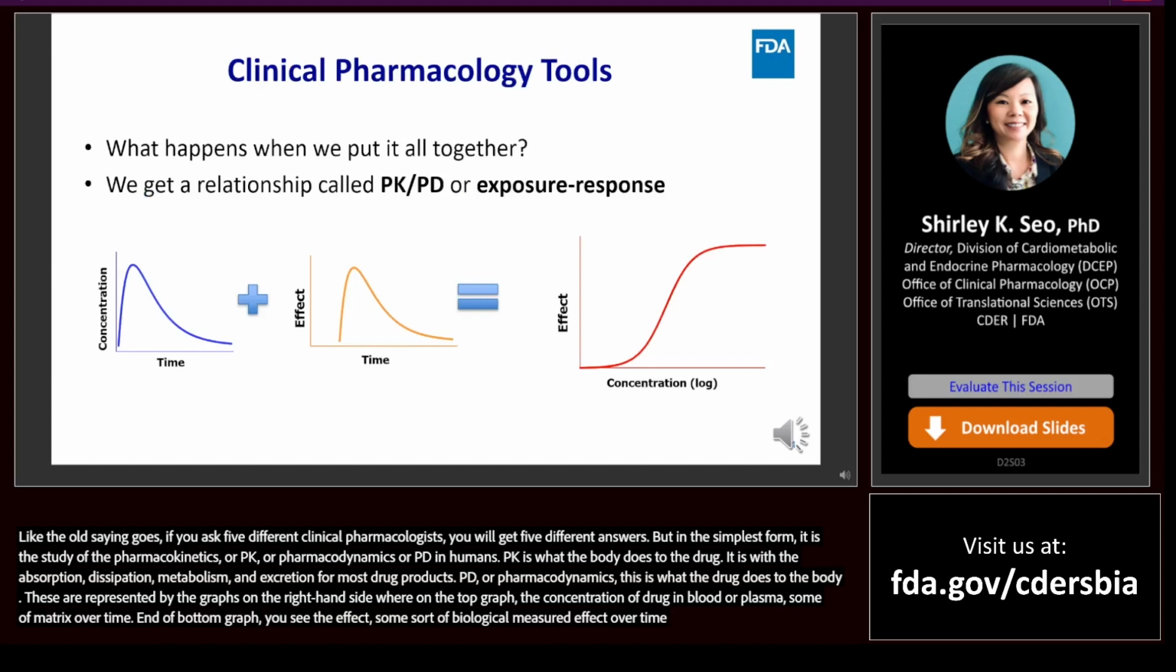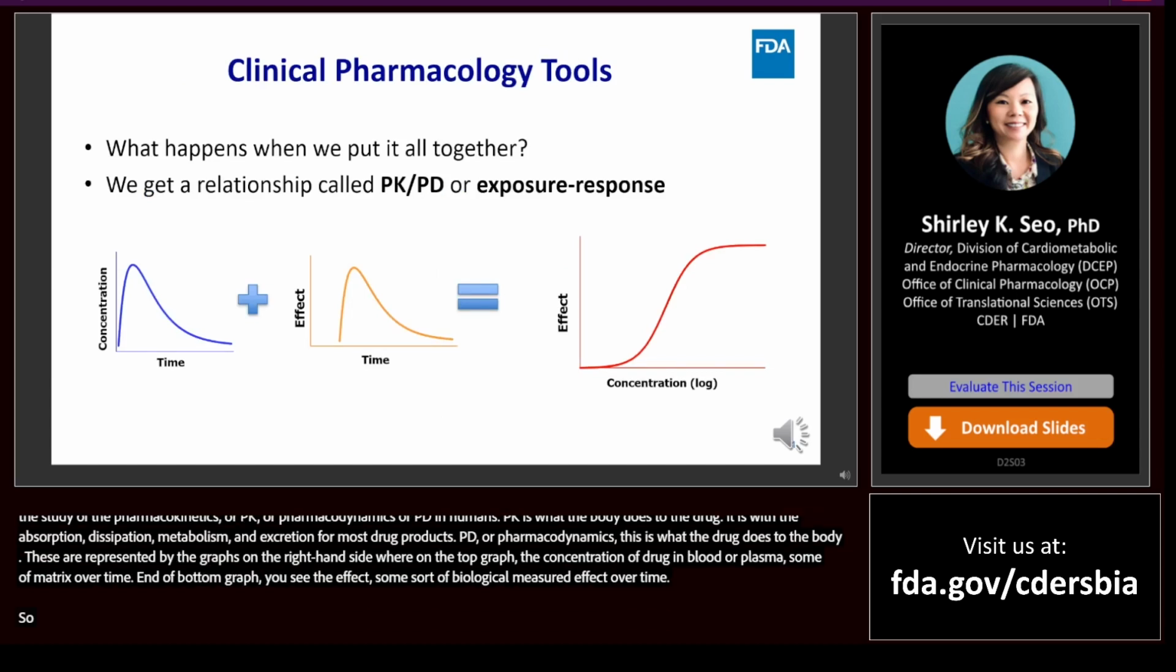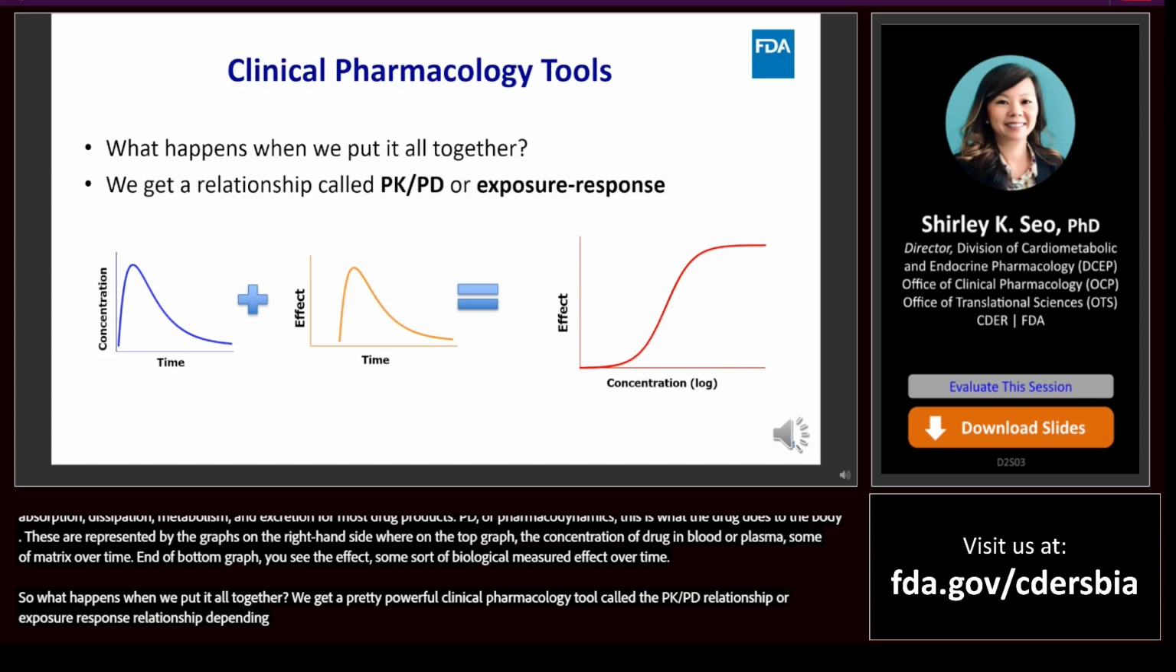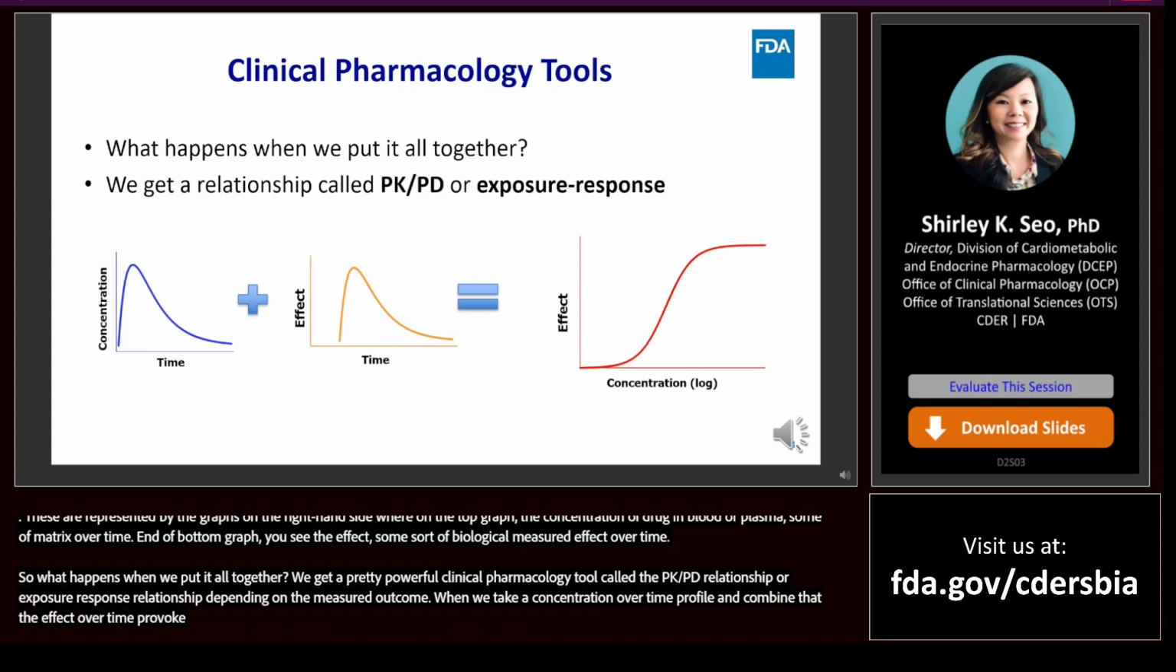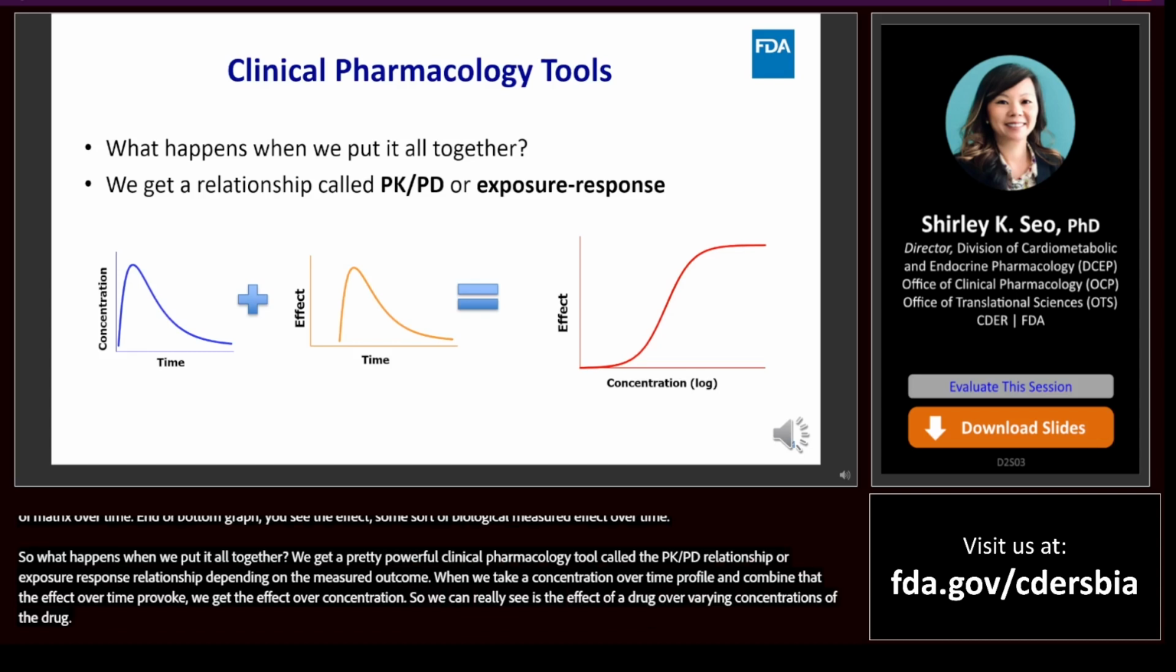So what happens when we put it all together? We get a pretty powerful clinical pharmacology tool called a PK-PD relationship or exposure-response relationship, depending on the measured outcome. When we take a concentration over time profile and combine that with an effect over time profile, we get effect over concentration. So what we can really see is the effect of a drug over varying concentrations of the drug. And so in this way, we're able to predict some sort of quantified biological effect given any concentration of drug in the body.